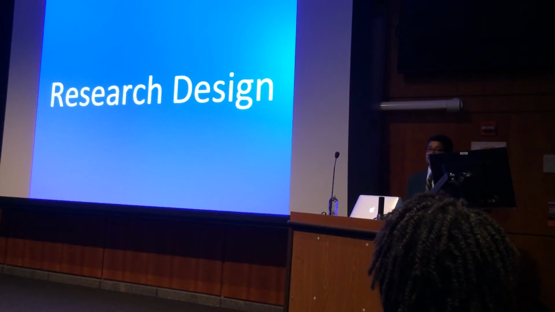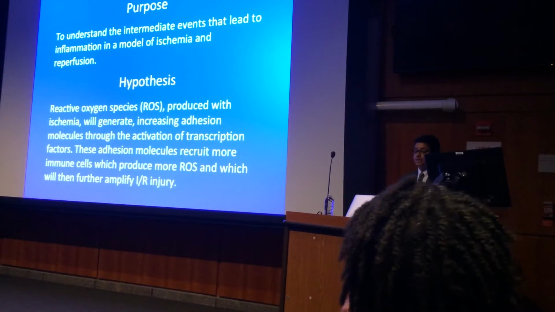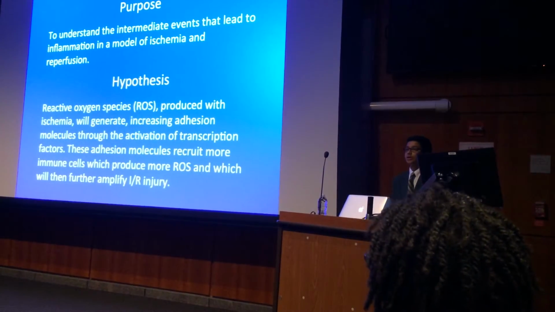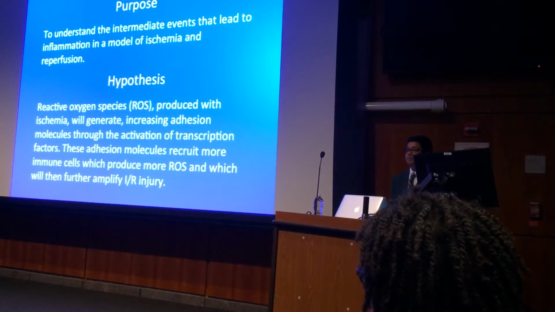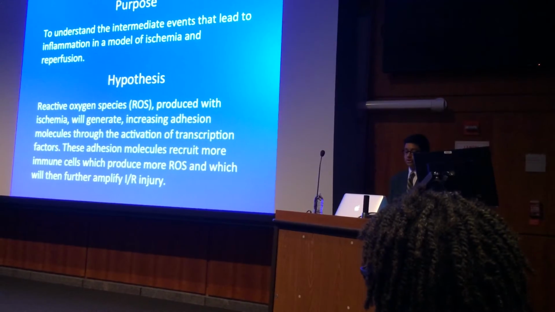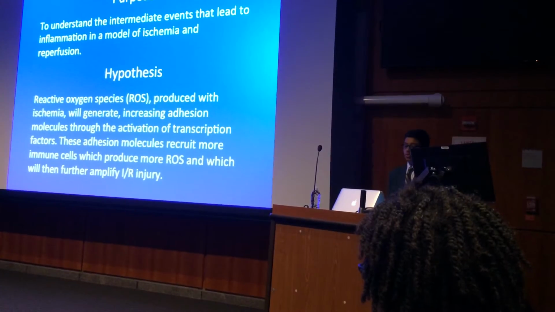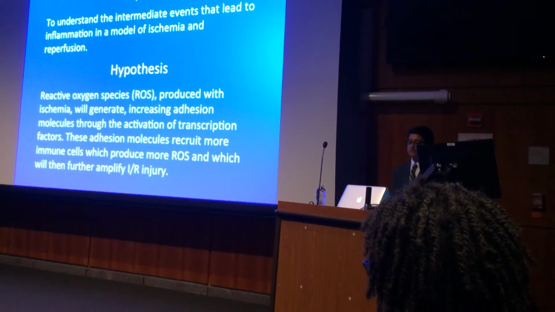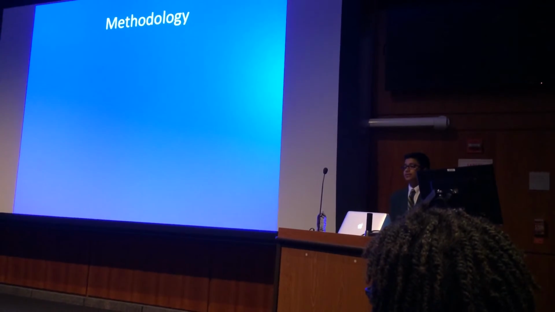This leads me to my research design. My purpose for this experiment was to understand the intermediate events that lead to inflammation in a model of ischemia and reperfusion. I hypothesized that reactive oxygen species produced with ischemia will generate increasing adhesion molecules through the activation of transcription factors. These adhesion molecules recruit more immune cells, which will produce more ROS, and which will further amplify IR injury. We used two animal models of lung transplantation. First, we used the mice, and then the pigs.